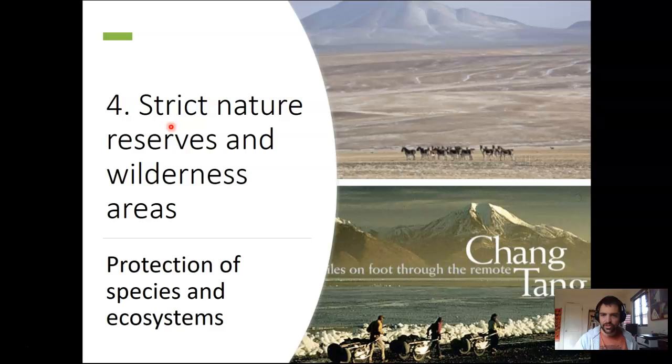And then there are strict nature reserves and wilderness areas to protect species and ecosystems. And usually this is to protect biodiversity from human visitation and impacts, and they're strictly controlled, so you'd have to get a permit to go into these places. So these are indispensable areas for scientific research because they're not touched or affected by tourism. Okay?